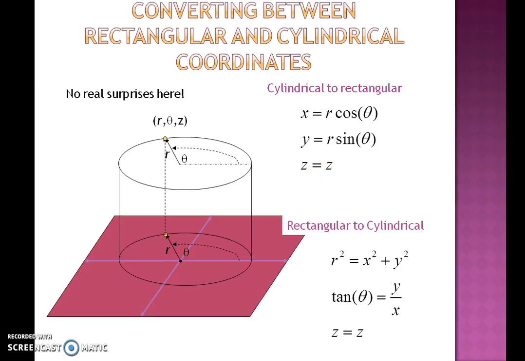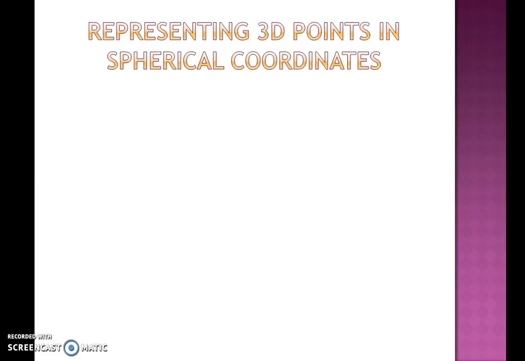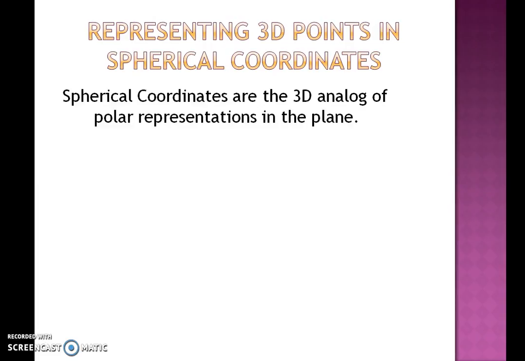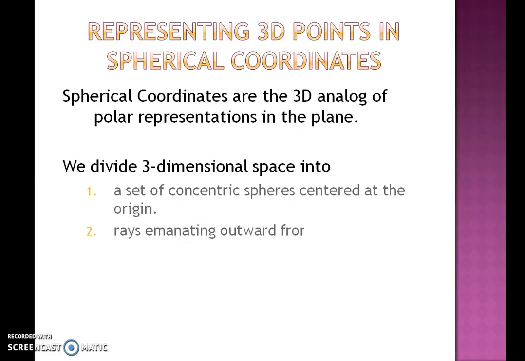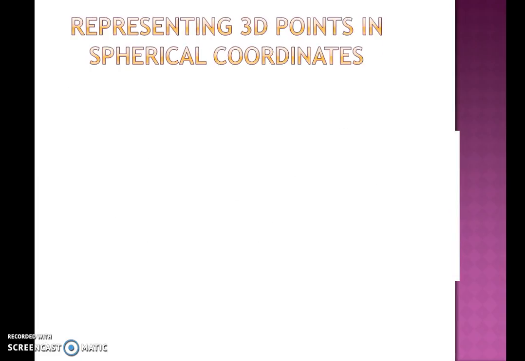And vice versa, you can convert the rectangular point to cylindrical by using these three equations. Now, how do we represent the spherical coordinate system? We divide the three-dimensional space into a set of concentric spheres centered at the origin.